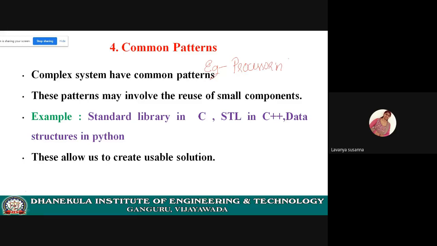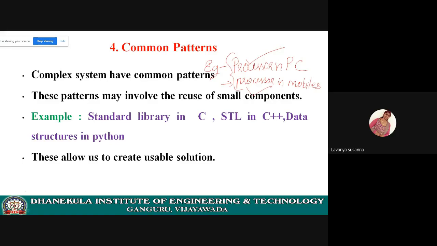Without the processor, execution will not take place. In a PC, personal computer, there will be a processor. Again, there will be a processor in mobile phones. So what is the common pattern here? What is the common component here? Processor. So you must identify the common patterns in designing complex systems.